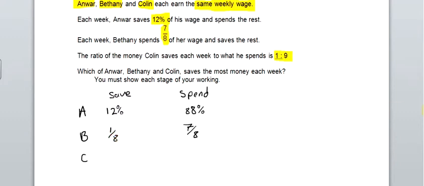And Colin saves, the ratio of the money that he saves to spends is 1 to 9, so that adds up to 10, so it's out of 10 bits, and 1 bit is saving, so that's 1/10. And 9 bits are being spent, so it's 9/10. And now you can see the shape of the problem. We're interested in knowing who saves the most. So the question is, which one of these is the most?